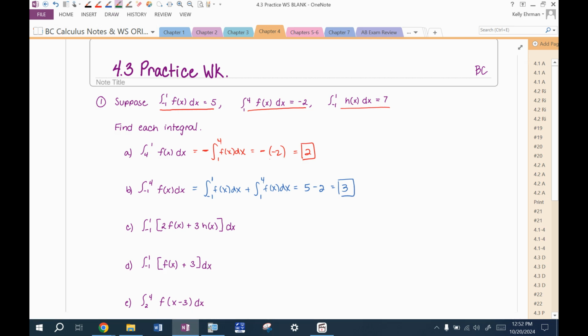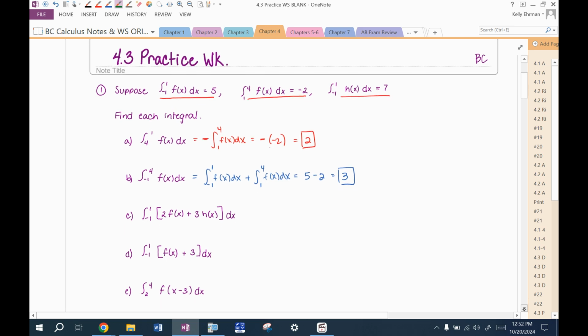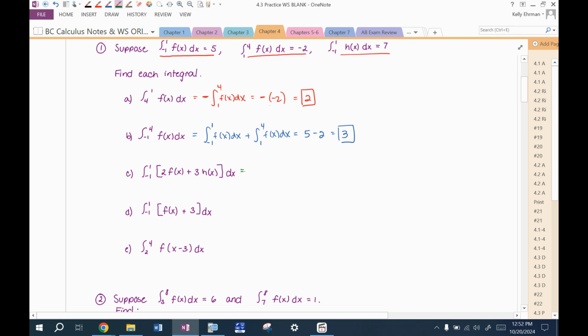For the next one, we've got the integral from -1 to 1 of 2 f of x plus 3 h of x. So what you're doing here, I know mathematically you might just start doing the math, but what you're allowed to do by the properties is say the 2 can come out in front of the integral from -1 to 1 of f of x dx. I'm allowed to add 3 times the integral from -1 to 1 of h of x dx. And so that's equal to 2 times 5 plus 3 times 7. So 10 plus 21 is 31.